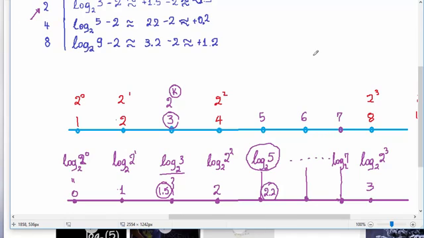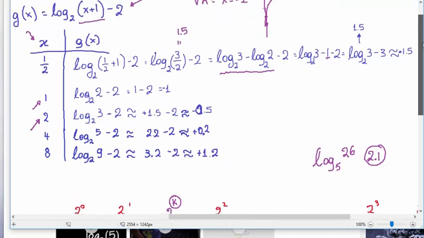So for example, if I want to calculate the log with base 5, let's say of 26, I know that the log with base 5 of 25 is 2. Now 26 is a little bit higher than 25, so the logarithm will be a little bit higher than 2, let's say 2.1. This is how we approximate logarithms.